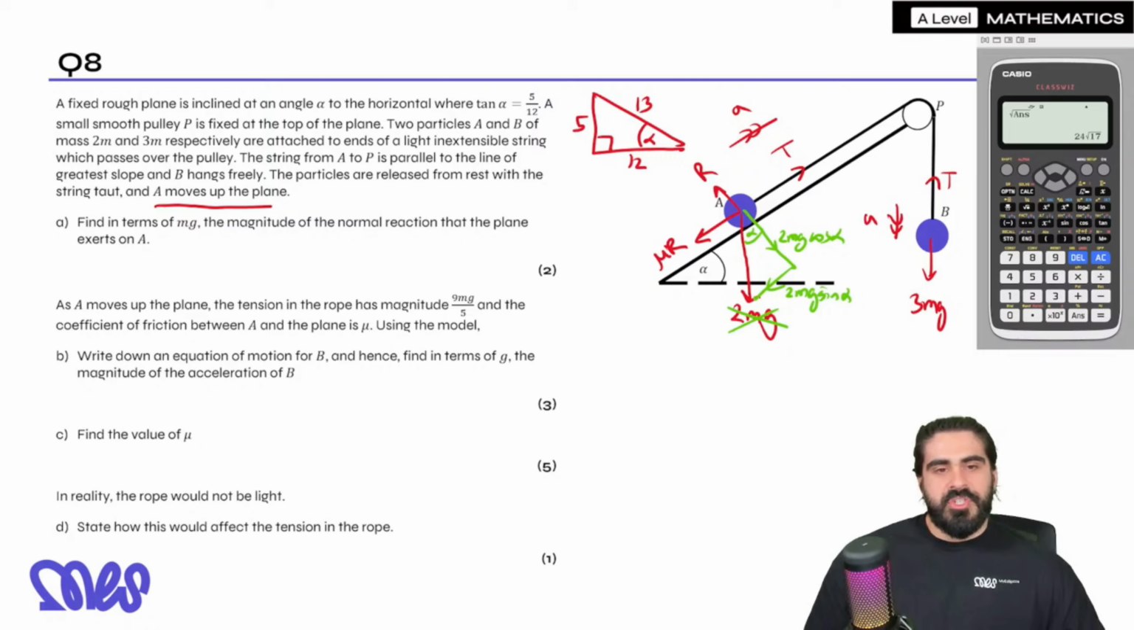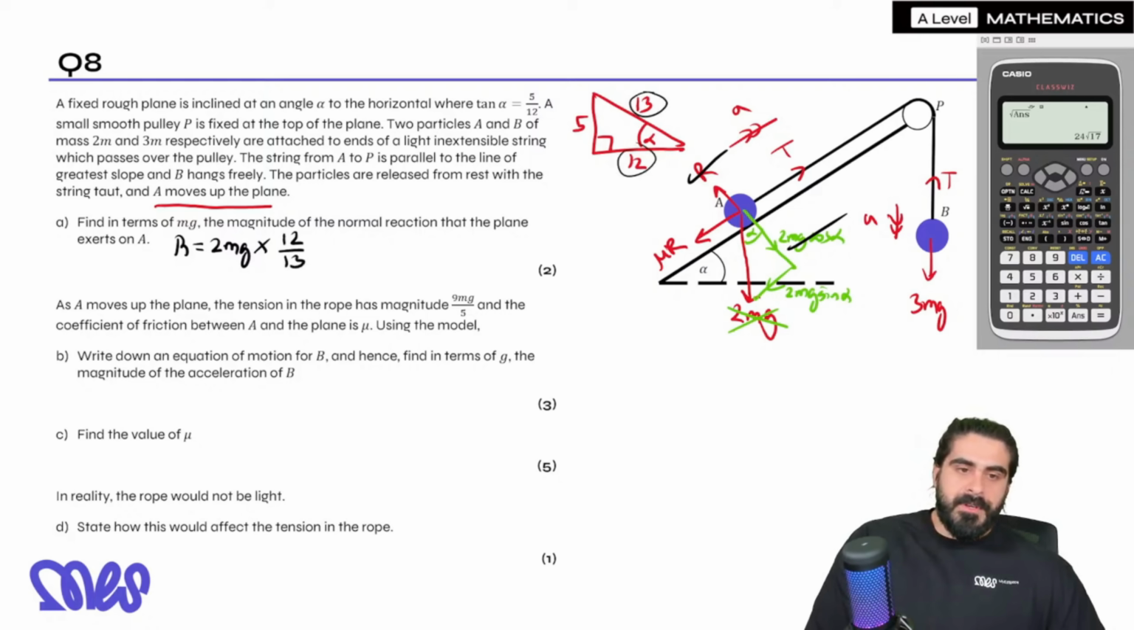Find in terms of mg the magnitude of the normal reaction that the plane exerts on A. Okay, well that's to do with this. R equals 2mg cos alpha. And cos alpha, when you read the triangle, is 12/13. So we have 24/13 mg. There's your answer.